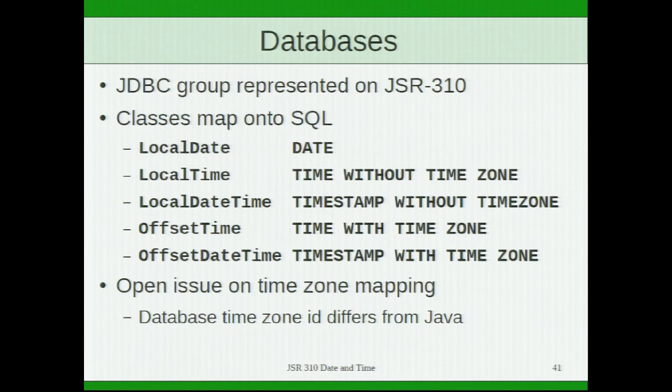So in databases, there are some concepts well defined in JDBC and the SQL standard. It defines similar concepts of dates, times without time zones, timestamps without time zones, et cetera, various combinations. And there's a straightforward mapping from those SQL concepts of date and time to the 310 types that are represented. On the time zone issue, the standard basically says that all dates and times are represented as potentially having offsets, but there's no real support for time zones in the standard.